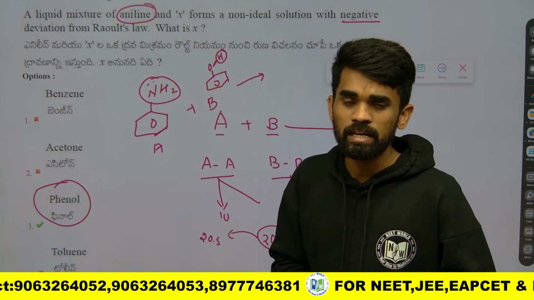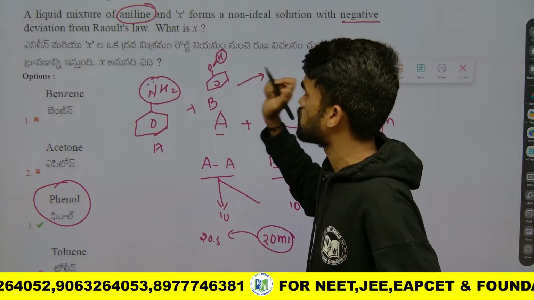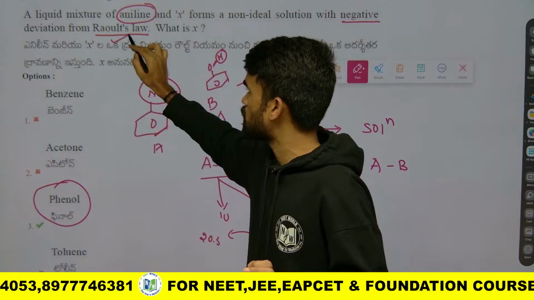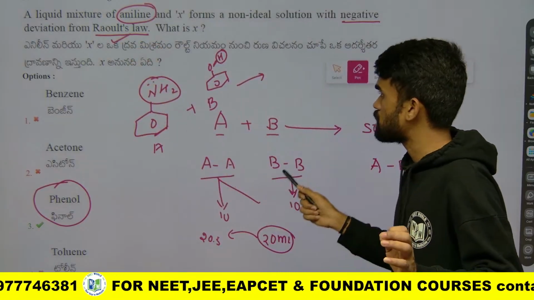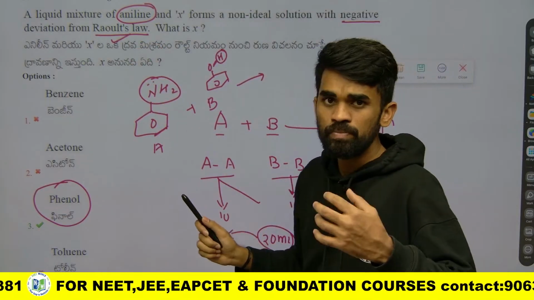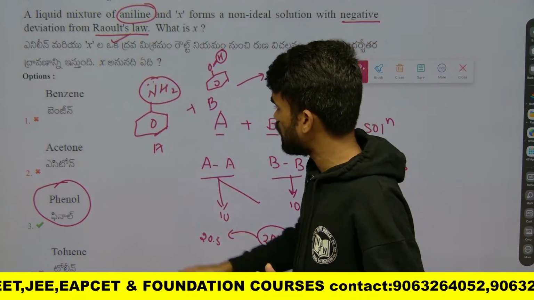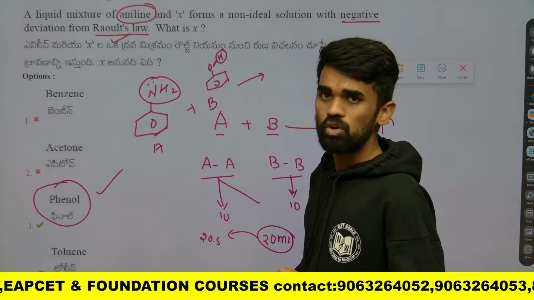I hope it is clear. It will show negative deviation from Raoult's law. Whereas ideal solutions obey Raoult's law, positive and negatively deviated solutions will show deviation from Raoult's law. Hope it is clear. So phenol will be the correct answer.